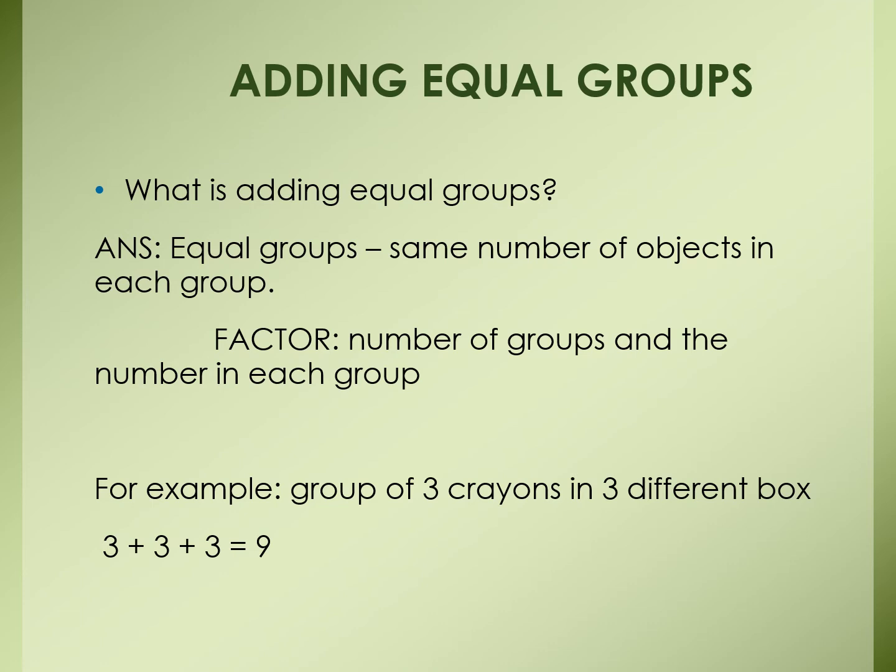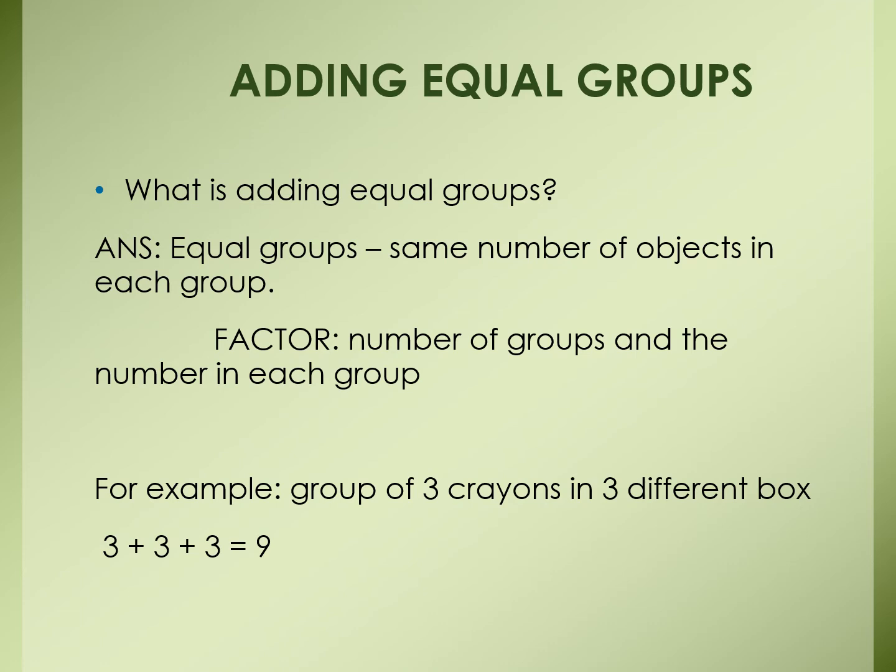For example, if we have a group of 3 crayons in one hand and in the other hand we have 3 different colors, so we are having a group of 3 crayons in each hand. Similarly, if we have a group of 3 crayons in 3 different boxes, we will be having 3 plus 3 plus 3.